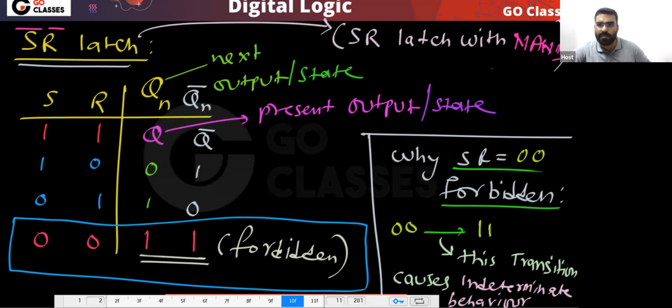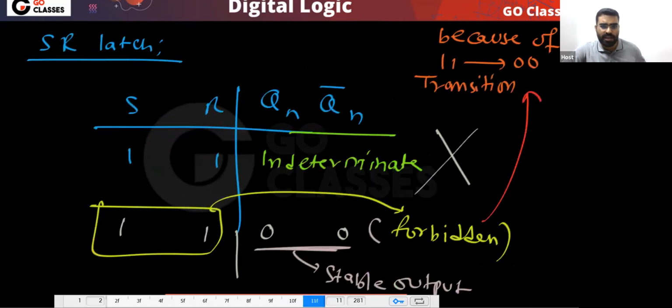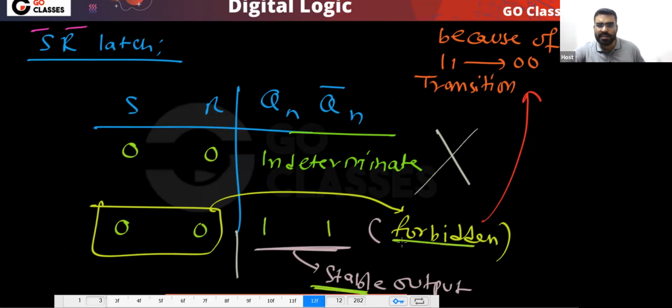So this is your S bar R bar latch. Again remember, in this S bar R bar latch, when both are 0 0, can I say this will be an indeterminate state? No, this is wrong. When both are 0 0, the output will be stable. The output will be 1 1. This is a very stable output. But this input combination is forbidden because of the transition: after 0 0, if you apply 1 1, this input combination is forbidden.